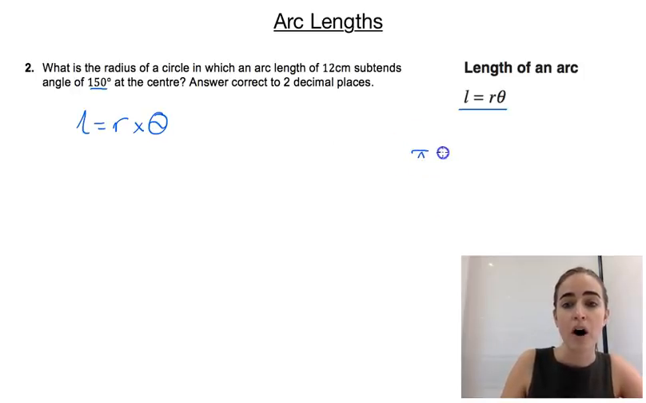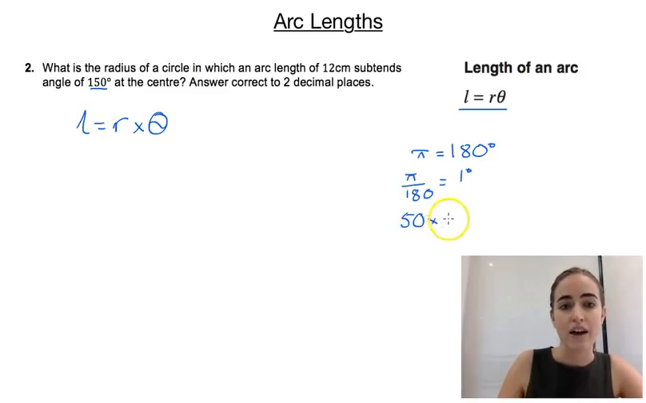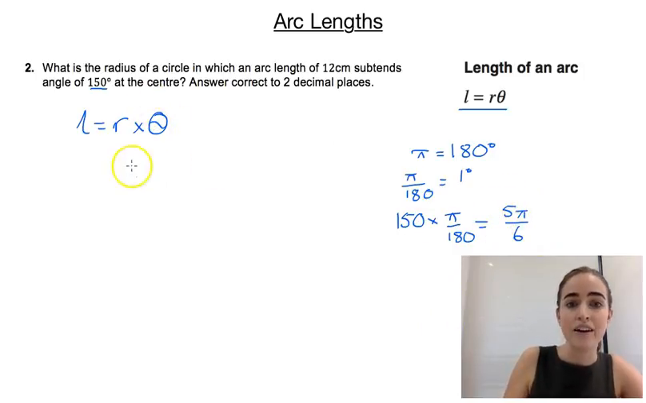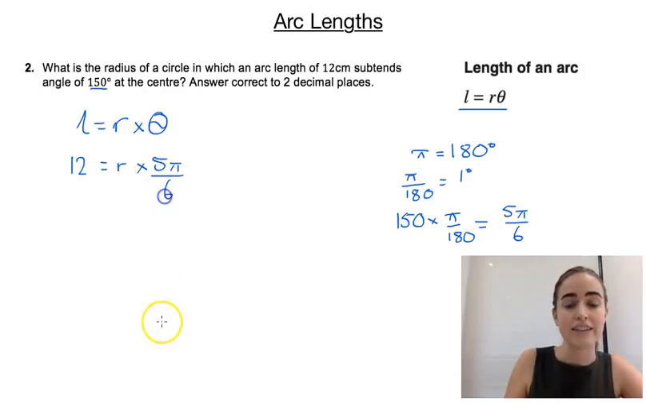So we know that pi is equal to 180 degrees, which would mean that 1 degree would be pi over 180. So then to figure out what 150 degrees is, to convert that to radians, we would have 150 times pi over 180. And that would give us 5 pi on 6 when we simplify it down. So this is our angle, our theta in this problem. We also have the arc length this time, so our 12 is equal to the radius times 5 pi over 6. So now we need to rearrange this to get our r on its own.